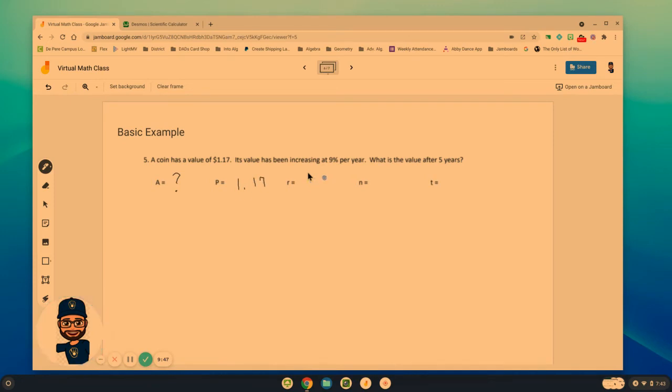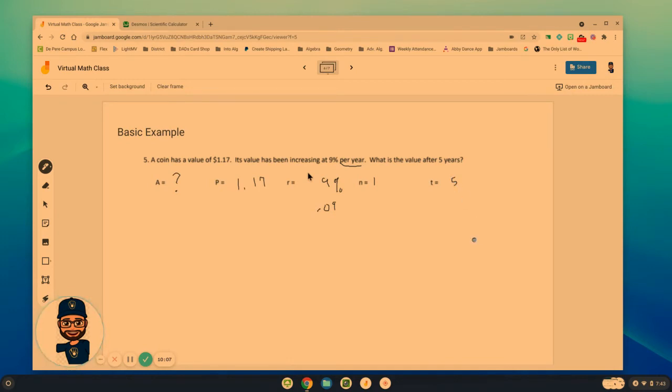The rate is 9%, and I'm going to write 9%, but when I use it in the formula, we're going to use 0.09. N, how many times does it earn its interest or gain value? That's per year. So that's a 1 because of per year. And how many years are we looking at its value?